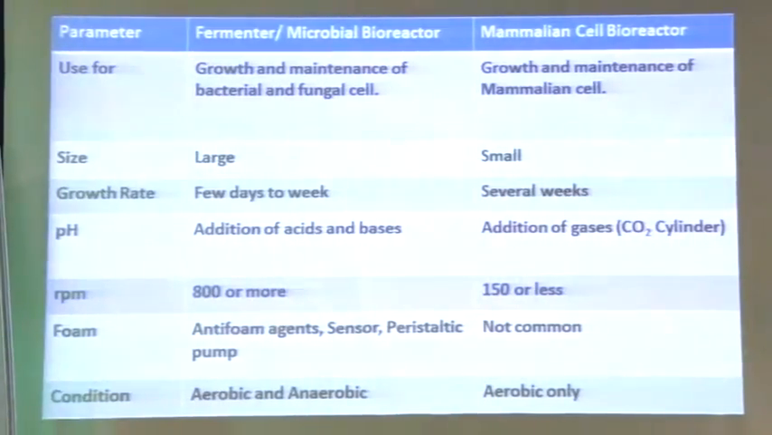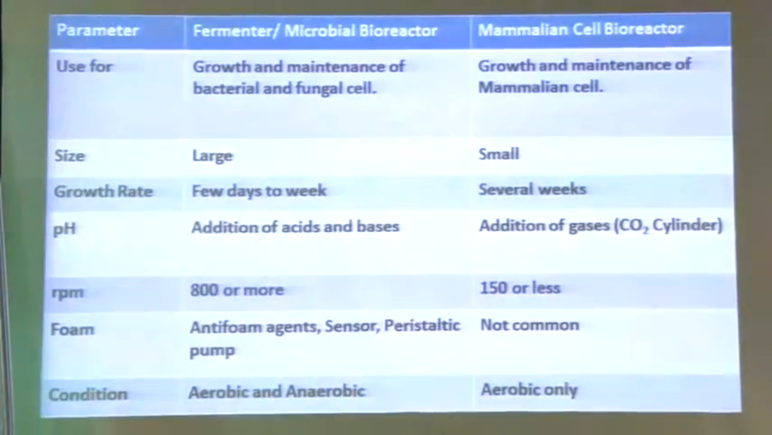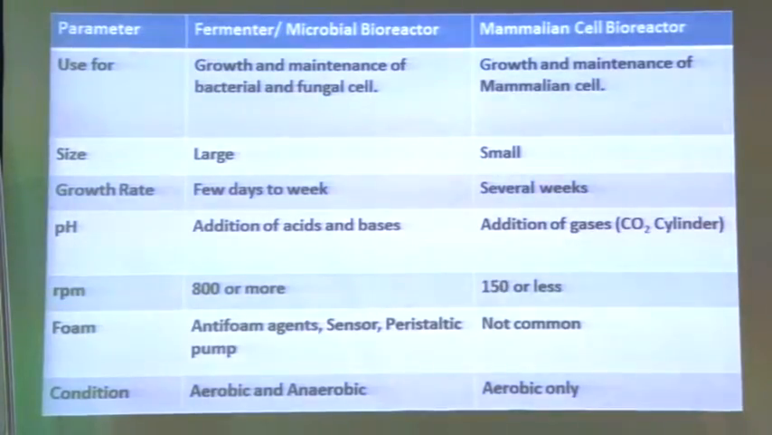We utilize a bioreactor always for the mammalian cell, right? The second difference: whatever fermenters there are, basically they are of a large size, whereas the bioreactors are of a small size. That is the second difference. The third difference is the growth rate. In a fermenter, growth occurs over a few days to a week, whereas in the case of your mammalian cell, it is going to take several weeks.